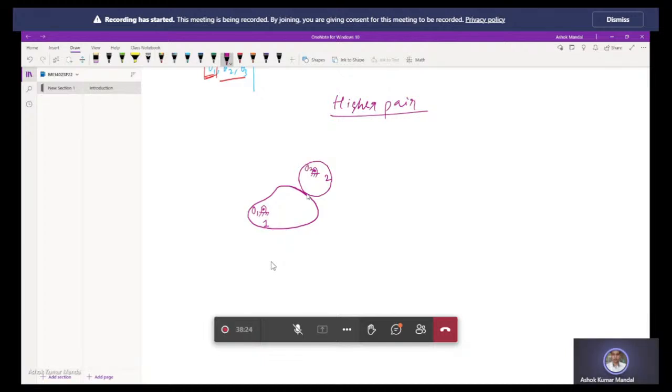Now the question is, what is the possibility of motion between link 1 and 2? What is the possible motion? Sliding, rolling. Yes, they can rotate with respect to each other.